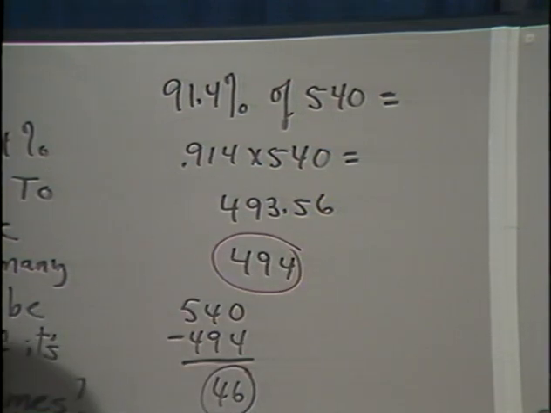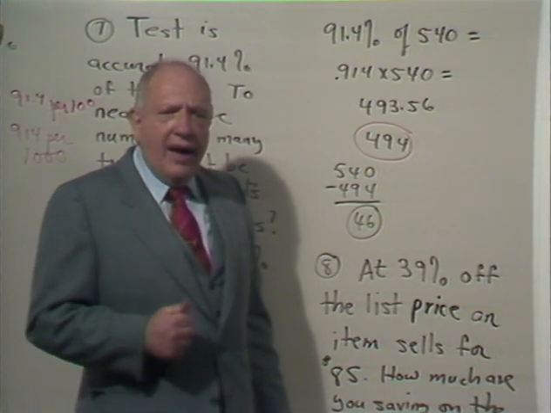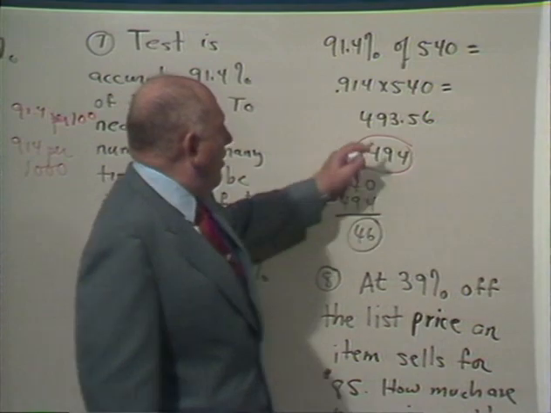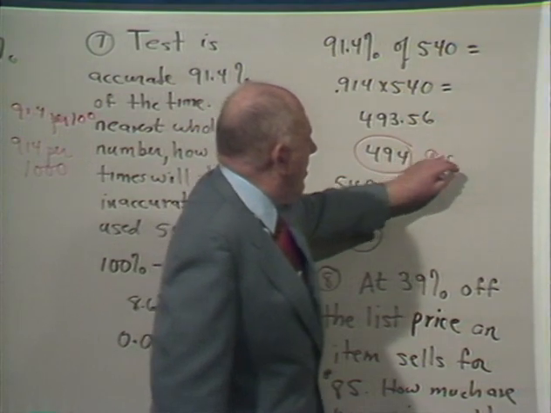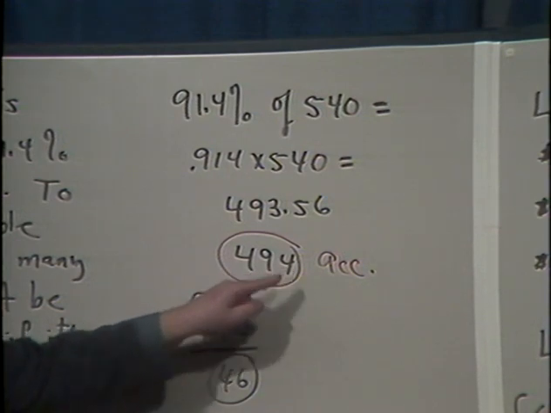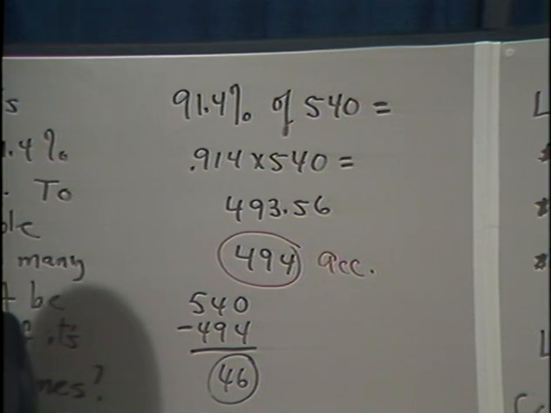The answer is 494. But what is that 494? Right now, it's just an adjective. Adjectives have to modify nouns. Was this 494 failures, accuracies, or inaccuracies? Well, the 91.4% is an accuracy rate. So this is the number of times it's accurate. And so if you try it 540 times and it's accurate 494 times, then I've got to subtract the 494 from the 540 to see how many times it was inaccurate. And fortunately, as always happens in math, if you don't make a mistake, no matter how you do the problem, you're going to get the same answer. It's inaccurate 46 times out of 540 tries.